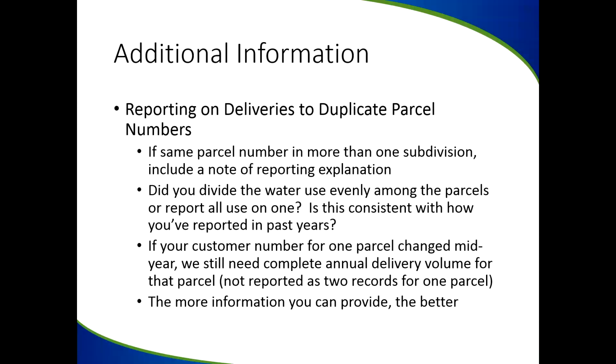So this is the portion where we get into some of the, I guess you could say, anomalies, or just things you may come across when you're trying to enter the water use data by parcel. If you have the same parcel number that shows up in a number of different subdivisions, what we need to know is, did you add up all the water delivery for that one parcel and put it in one subdivision, or did you divide it up evenly? We basically just need to know how you reported on that. And if you do that, then we won't come back and ask. We especially will come and ask you if it's inconsistent with how you've reported it in previous years.